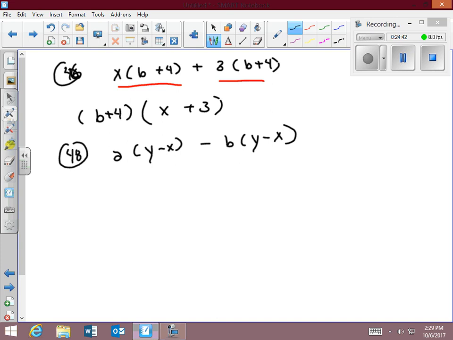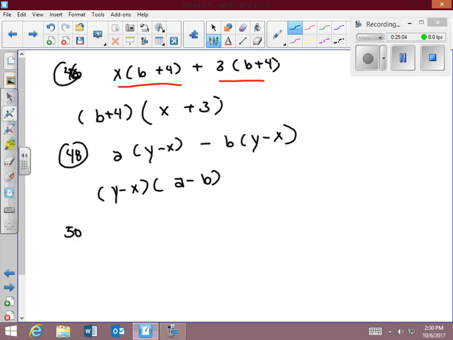So what's common? Is y minus x common? Y minus x is common. Then it's what? A minus B.